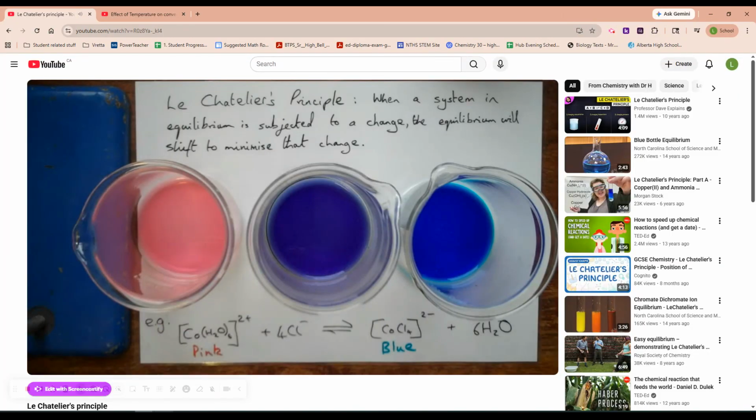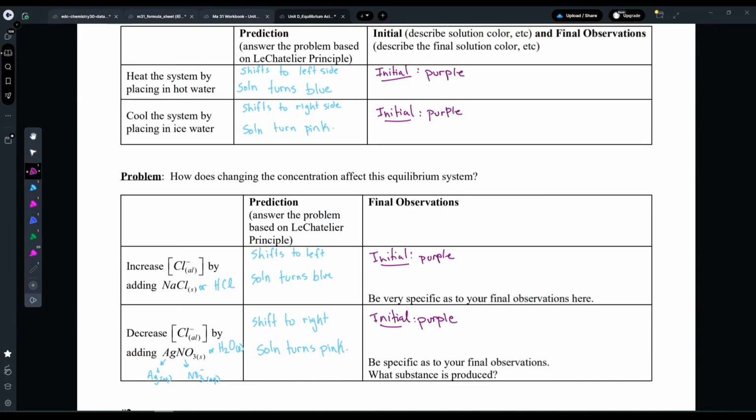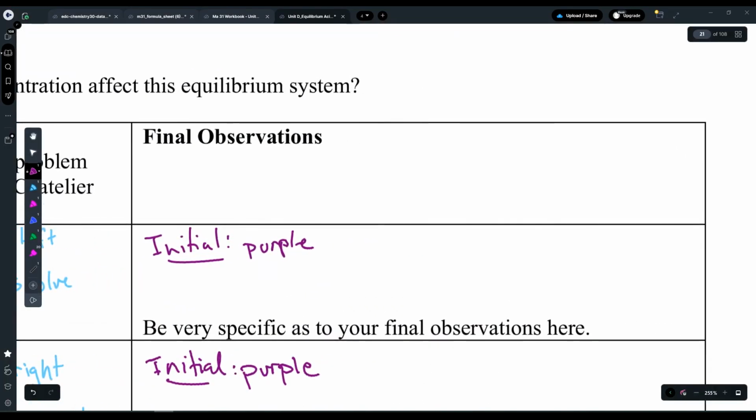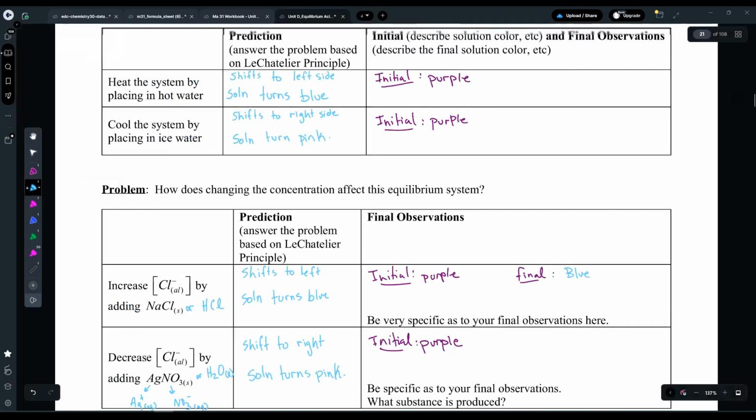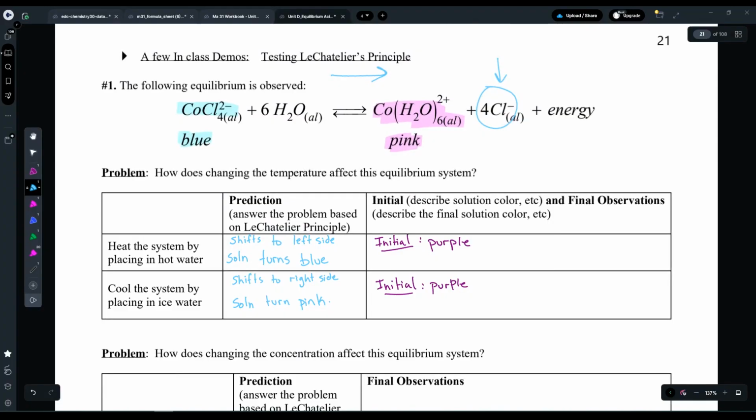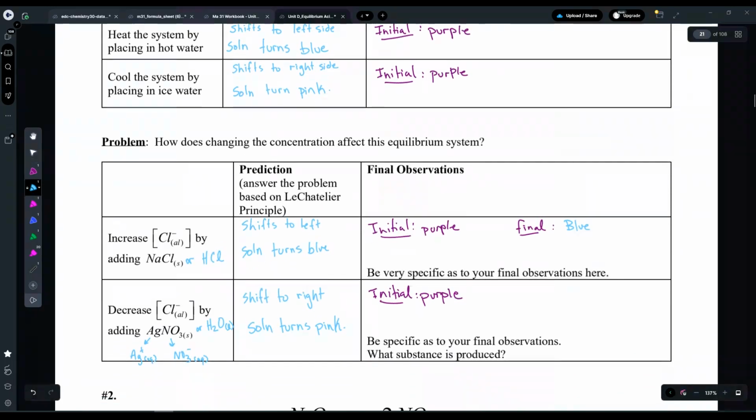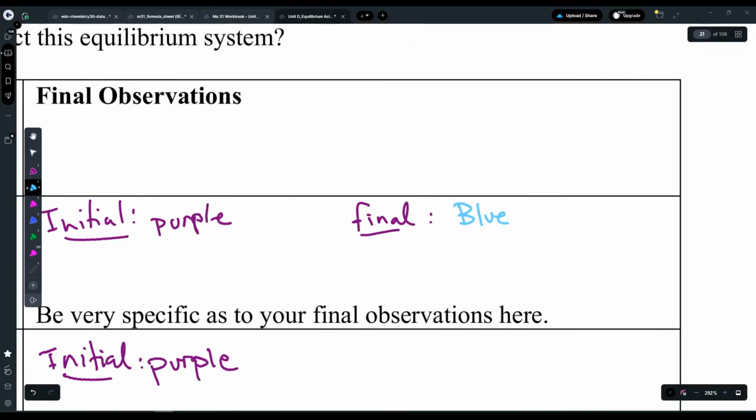Okay, so how we can update our notes here is we can record our final observations. So after adding the chloride ions, we can say that the solution turned blue. Okay, so for us, because of how our equilibrium is written, that means that it shifted to the left.